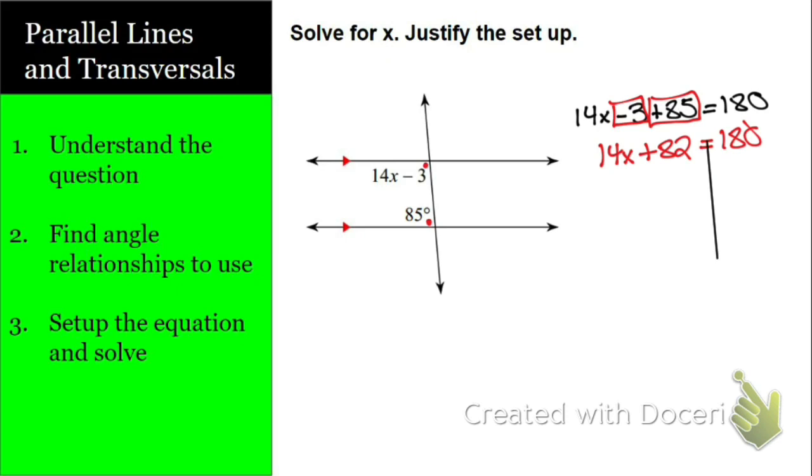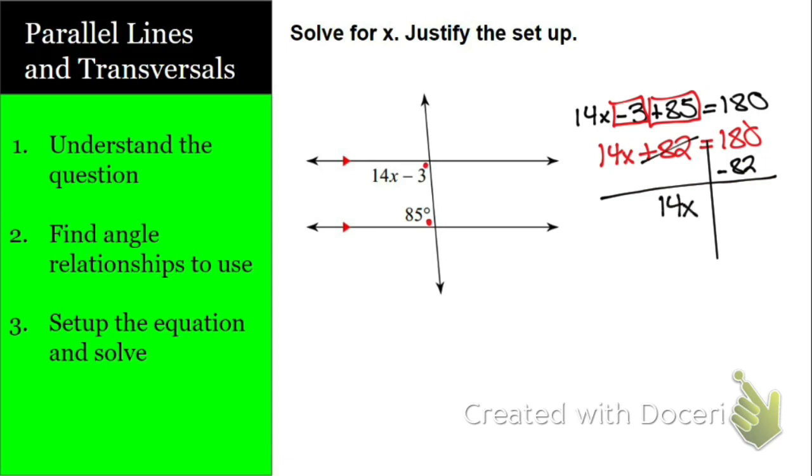When we split it down the middle, we're going to solve. We're going to take the positive 82 and move it to the other side. Once it crosses that line, it becomes its opposite. So I can put a negative 82 here, and this one can go away. I can bring down my 14x.